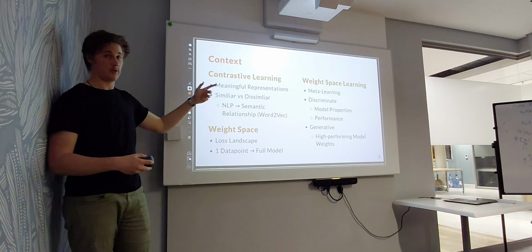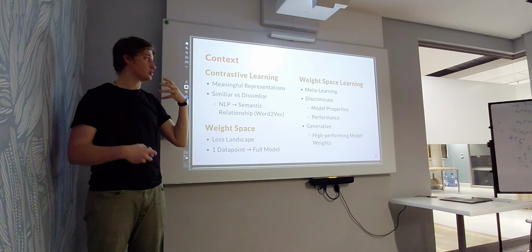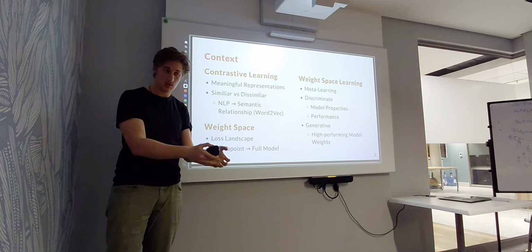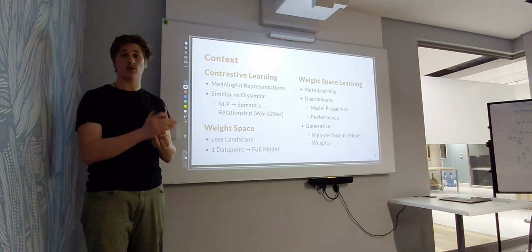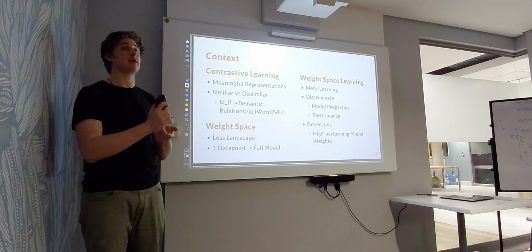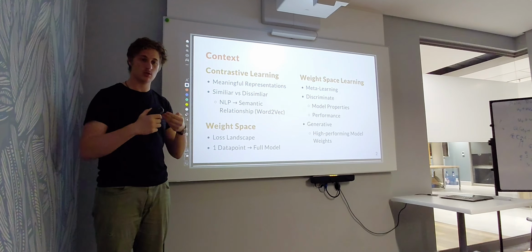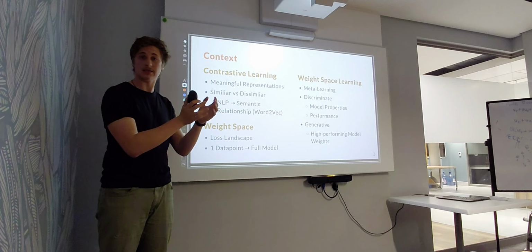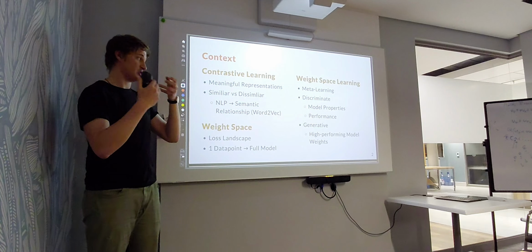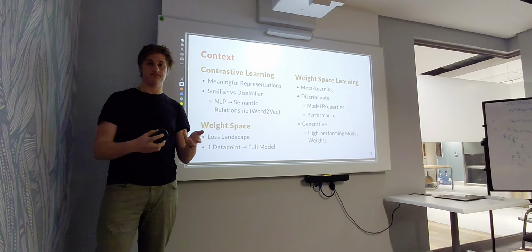There are two main branches of weight space learning: discriminative and generative. In discriminative, the goal is to predict as well as possible by only considering the model weights, the model performance, and the model properties, such as how many data points the model was trained on, how many epochs, the generalization performance. And it's surprising how much can be found by only looking at the model weights. Then in generative, the goal is to generate high-performing model weights on unseen data.